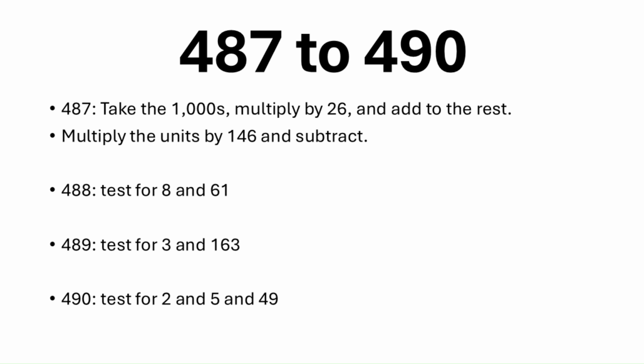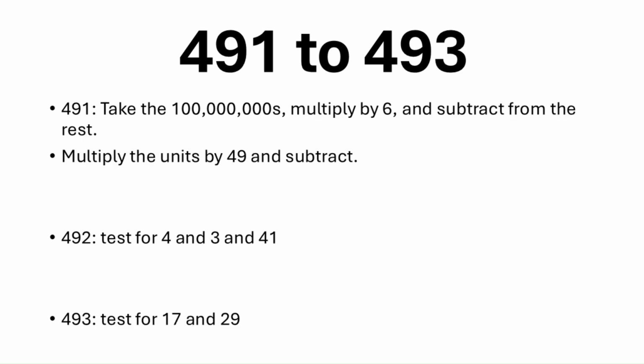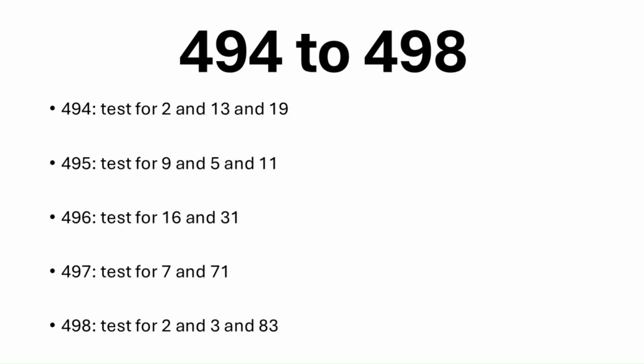488, test for 8 and 61. 489, test for 3 and 163. 490, test for 2 and 5 and 49. 491, take the 100 millions, multiply by 6, and subtract from the rest. Multiply the units by 49 and subtract. 492, test for 4 and 3 and 41. 493, test for 17 and 29. 494, test for 2 and 13 and 19.